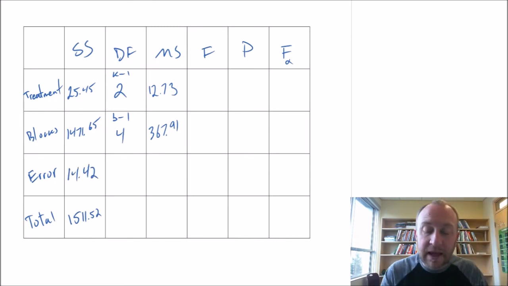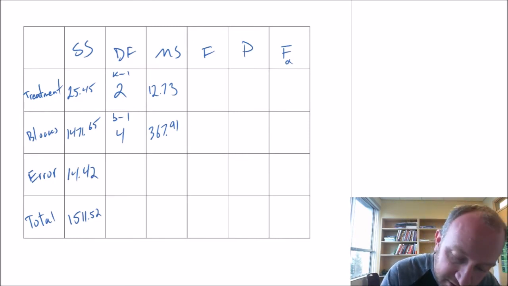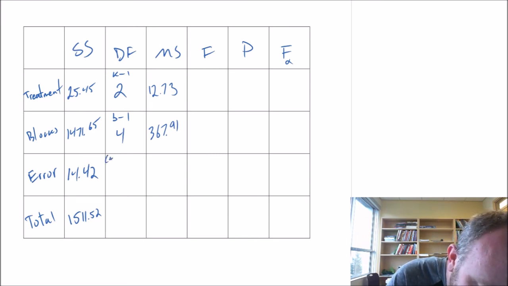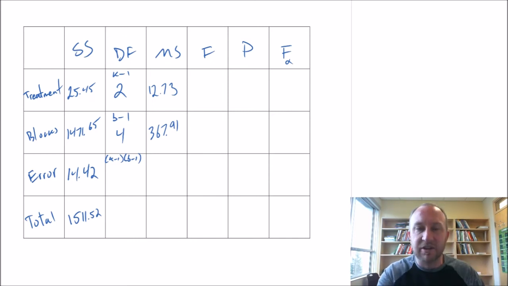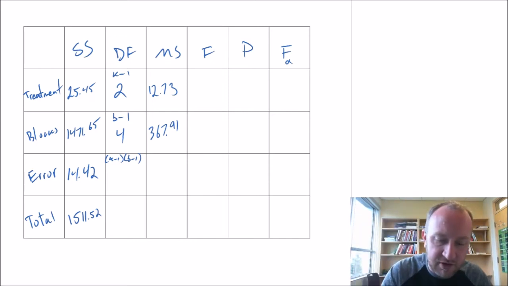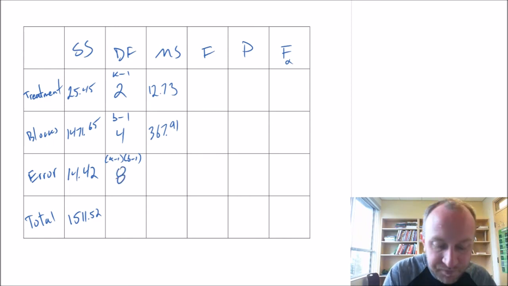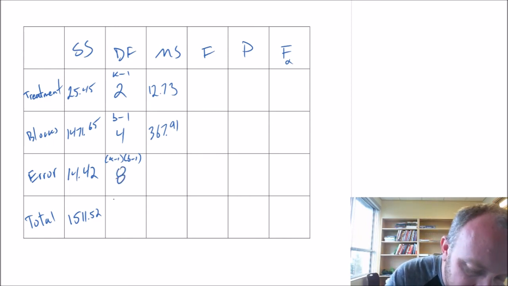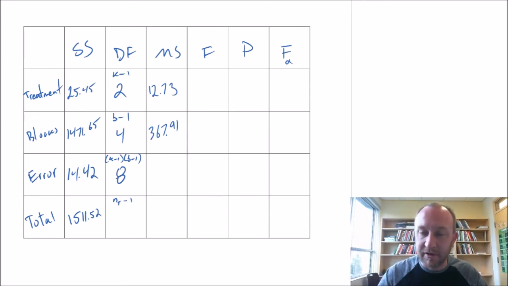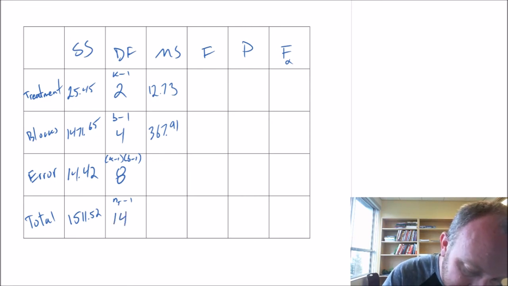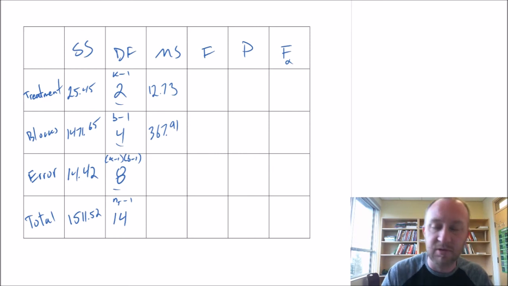1442. Degrees of freedom on error. This one's a little bit different. This one is K minus 1 times B minus 1. So this is the product of the two that are right above it: 2 times 4, so this is 8. Degrees of freedom total is NT minus 1, total number of observations minus 1. So 15 minus 1 is 14. What you can also see is 8 plus 4 plus 2 is 14.